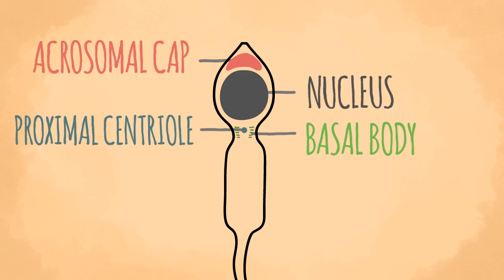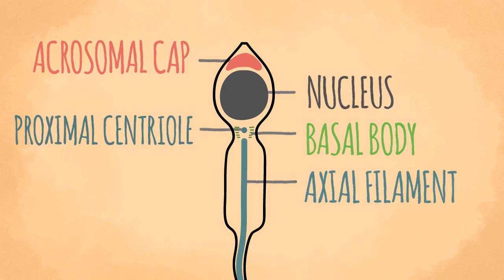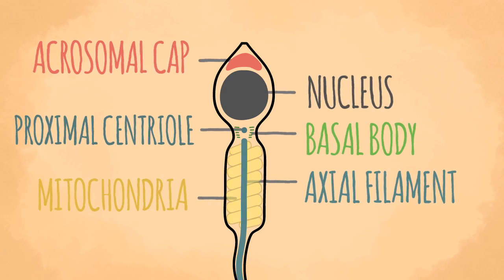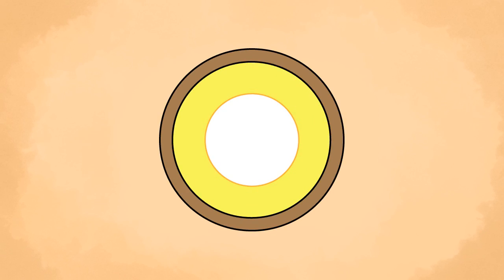The middle piece contains an axial filament which is surrounded by mitochondrial sheath. The axial filament extends from the middle piece into the tail. The axial filament is actually composed of various fibrils.